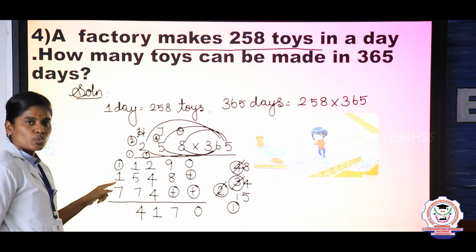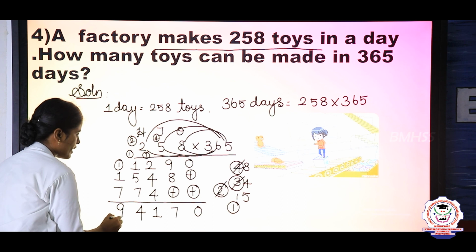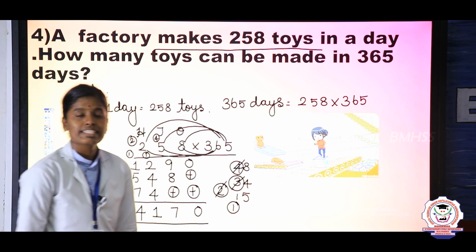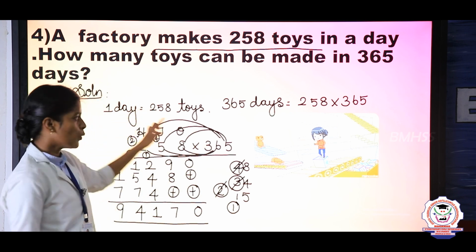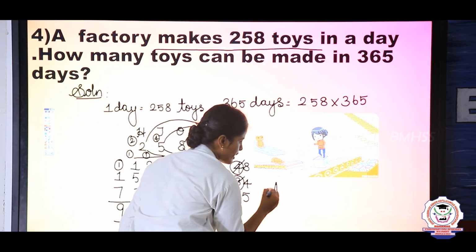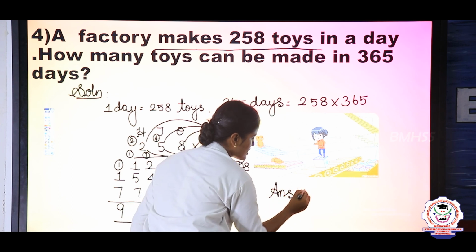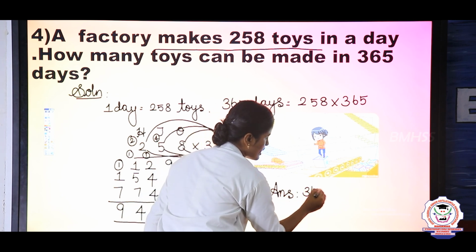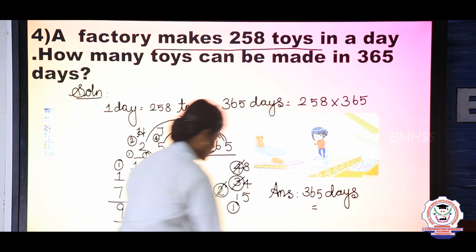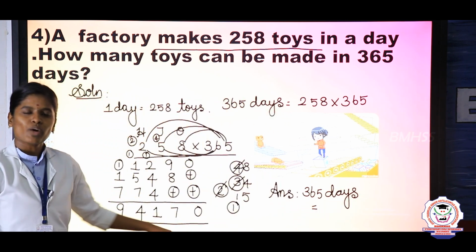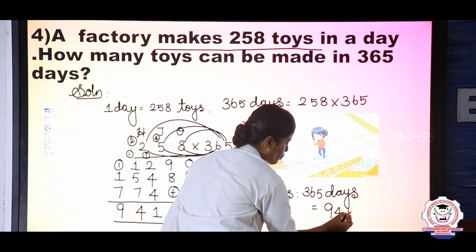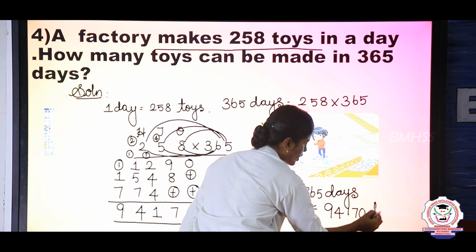Take 7 plus 1, 8, 8 plus 1, 9. So the final answer is 94,170. So 1 day equal to 258 toys, so 365 days equal to 94,170 toys.